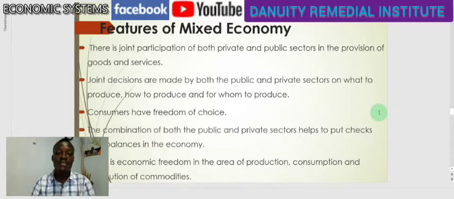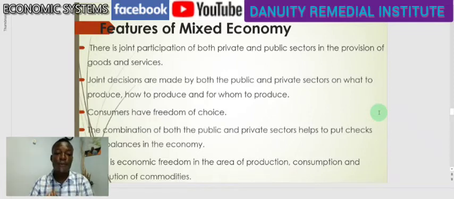Then consumers have freedom of choice. So just as I've made mention of the private school and the public school, you have your freedom to choose a public school or private school in the same country. There is a private ownership and then there is also public ownership. You have your freedom to make a choice as a consumer.